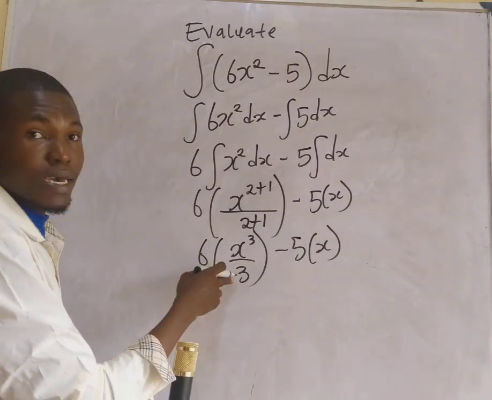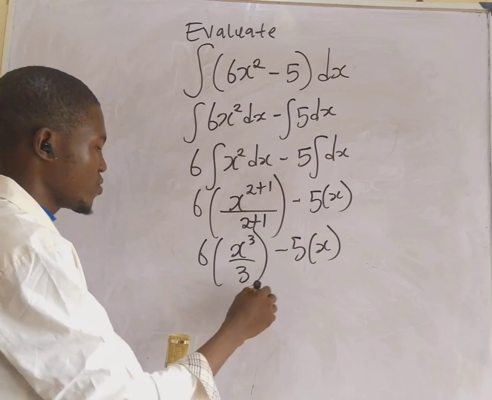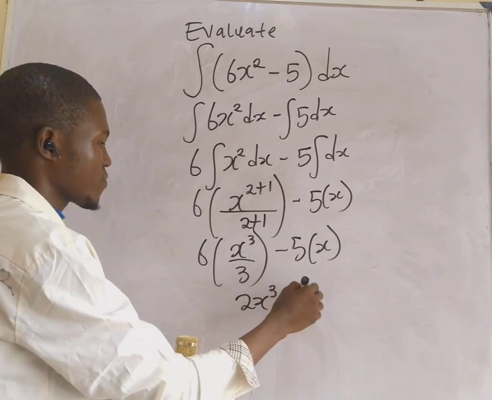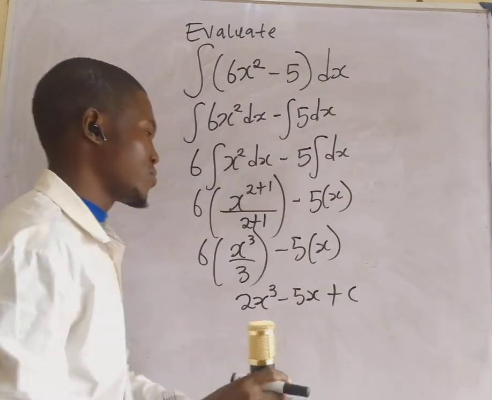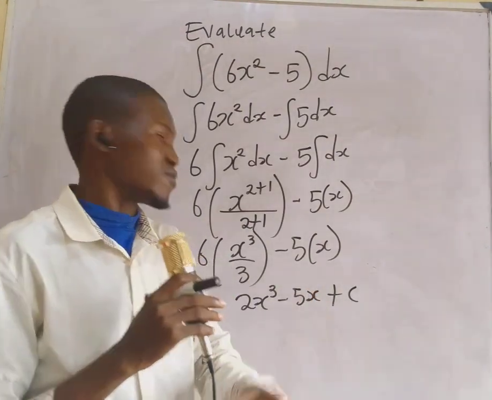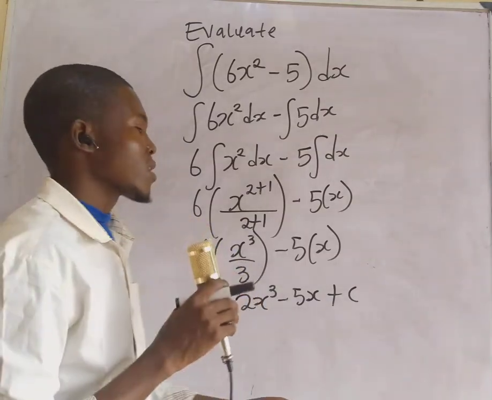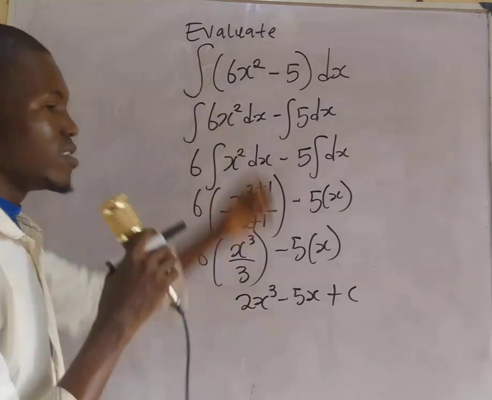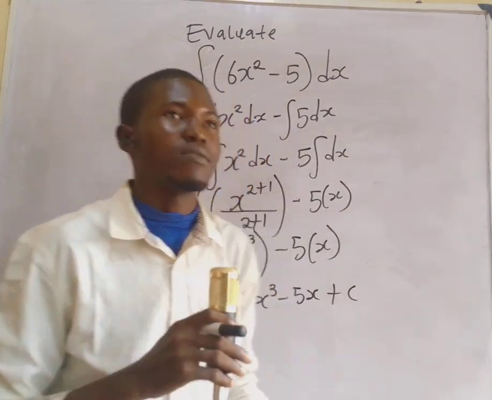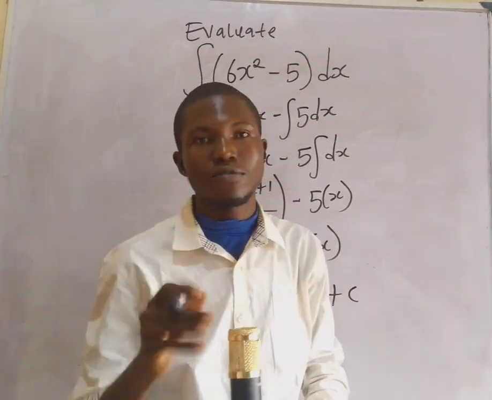Now 6 divided by 3 is 2. So our final answer is 2x raised to the power 3 minus 5x plus c. Don't forget to put the constant c. That's just the trick in integrating. The place you don't need the constant c is when you have a limit. Here we don't have a limit. So when you have a limit, you can decide not to put the constant.